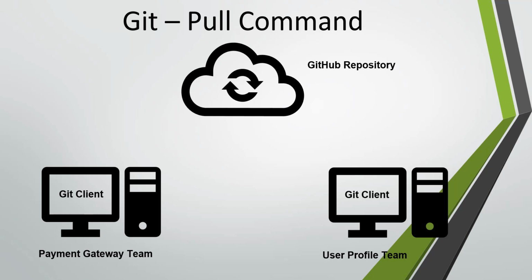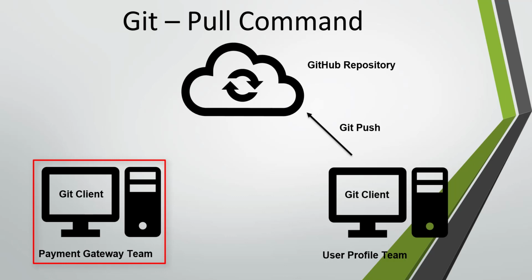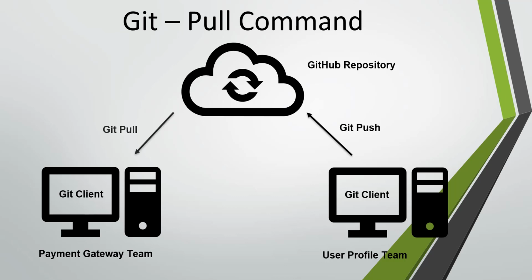Assume that there are two teams. The one is the payment gateway team and the second one is the user profile team. Both of these teams are working on the same repository. Now the user profile team completes their code changes and pushes these code changes to the remote repository. For the payment gateway team, in order to get those changes which are done by the user profile team, the payment gateway team has to issue the git pull command from their terminal to get those changes. So let us see how it is done.